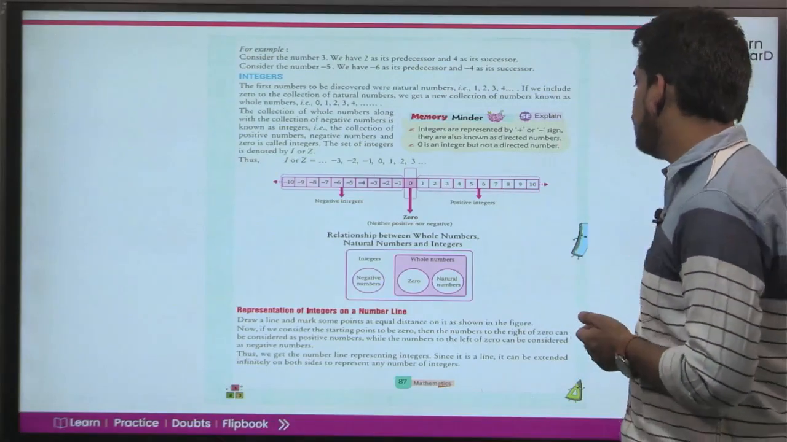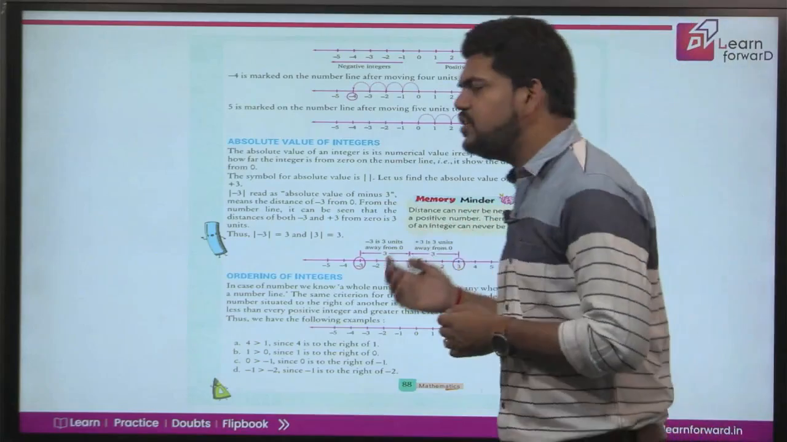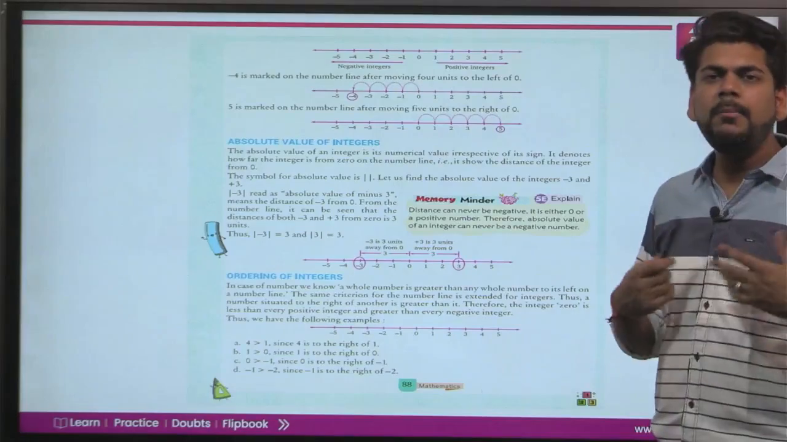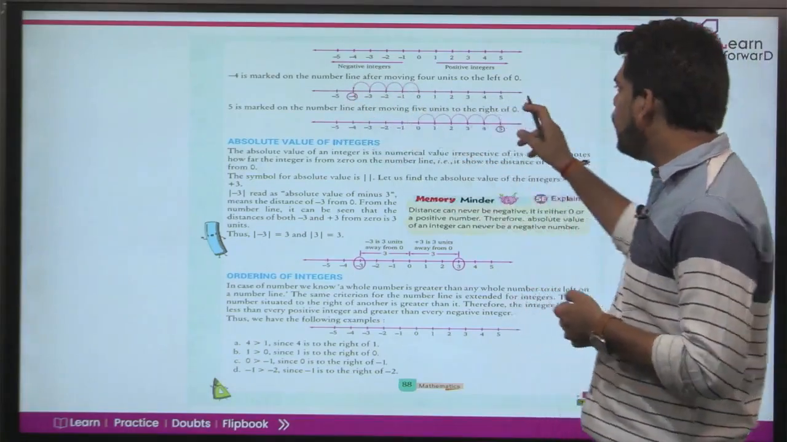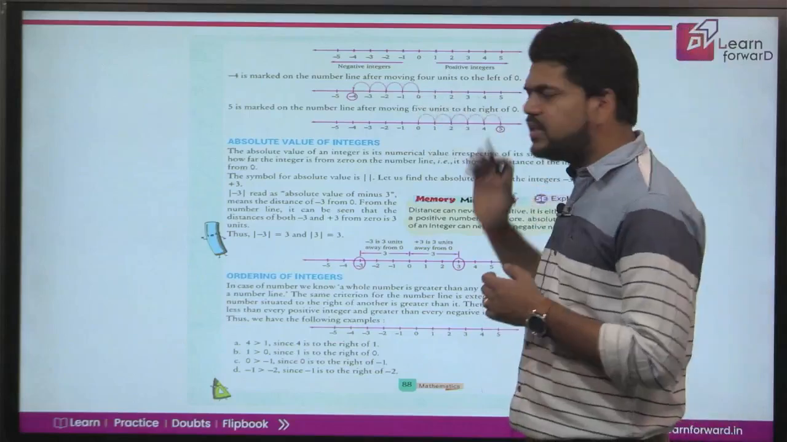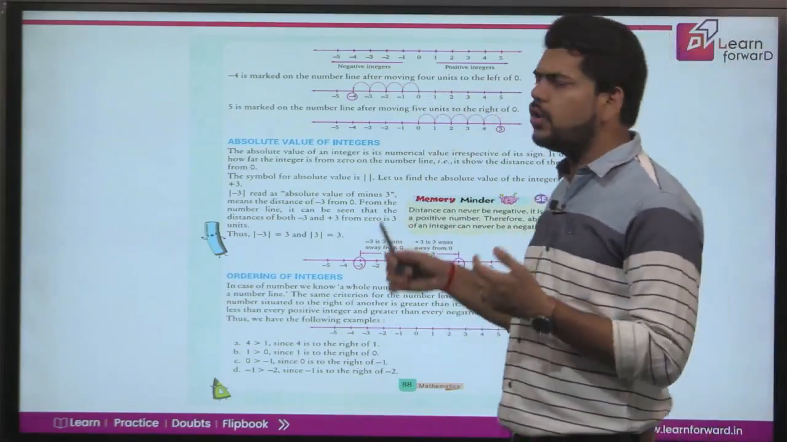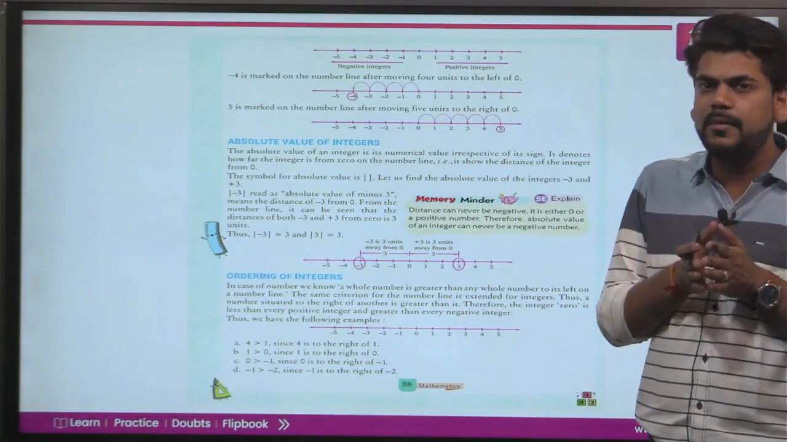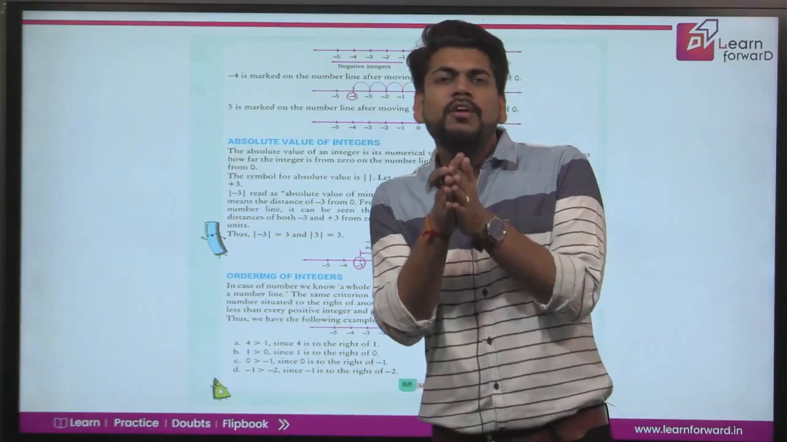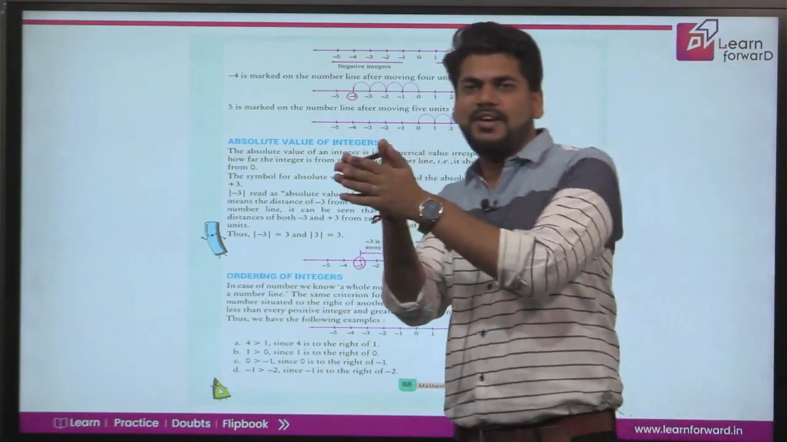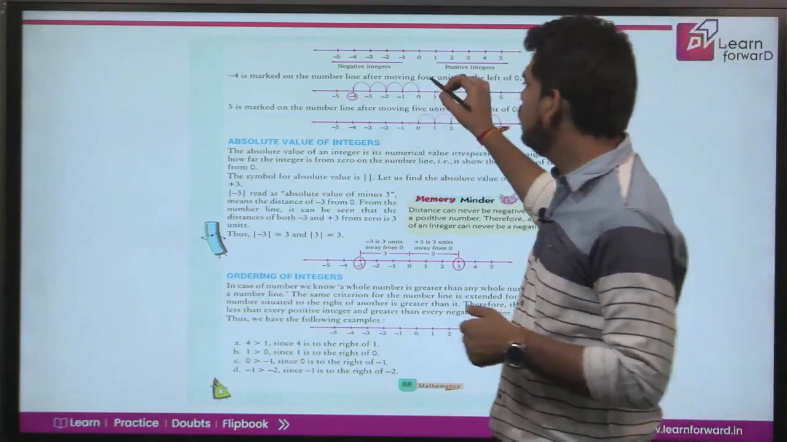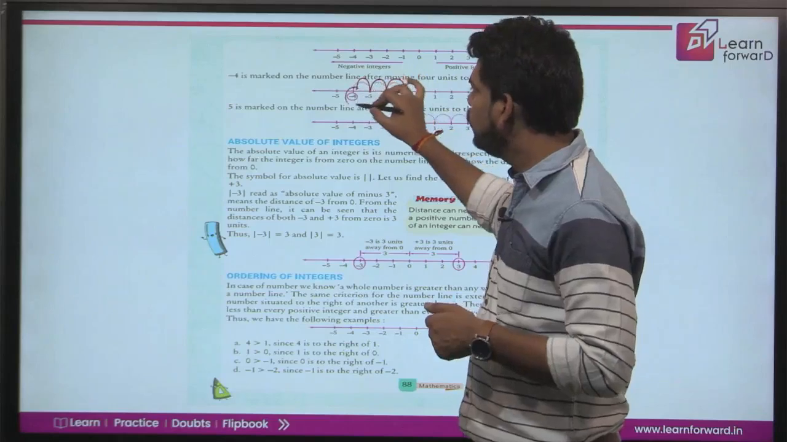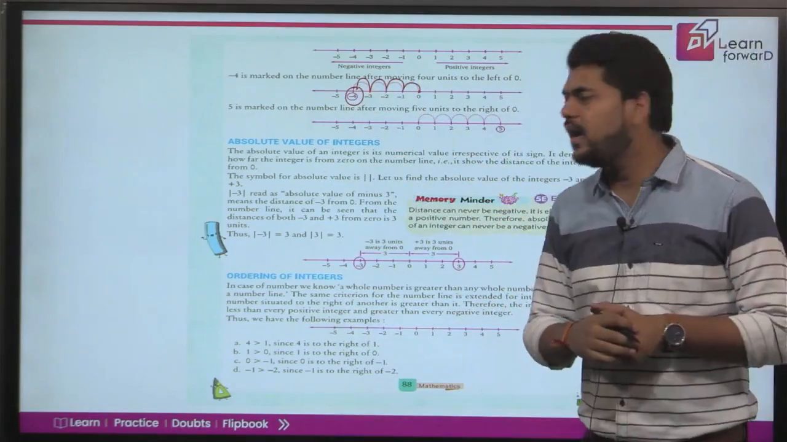Representation of integers on a number line. Now how we can represent any integer on number line? For example, -4 is marked on the number line. How can we mark -4? First of all, we draw the number line. At the center we write the 0. Now we see whether the number is positive or negative. Here the question is -4, that means it's a negative number. So for negative number, where we will move? To the right side or toward the left side? Correct, the answer is left side. So we'll go -1, -2, -3 and -4. So -4 is here on number line.